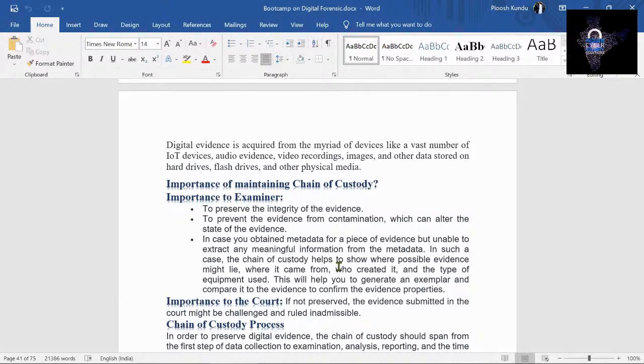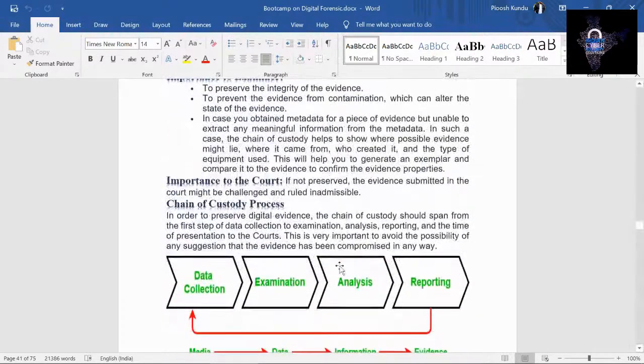The importance of maintaining the chain of custody is to preserve the integrity of the evidence, and to protect it from contamination or alteration of its state, including its metadata, so that meaningful information can be extracted. It also matters in court: if the chain is not preserved and the evidence is submitted, it might be challenged and ruled inadmissible in nature.